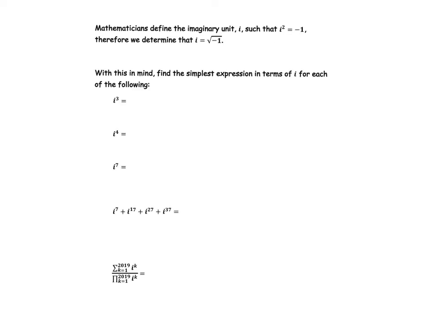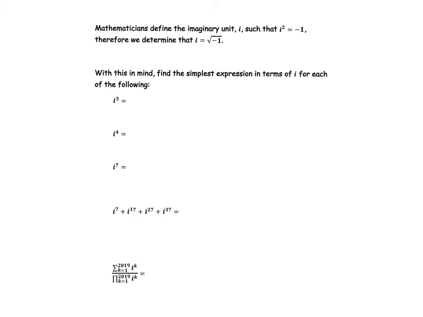All right, so let's dive right into this. Mathematicians define the imaginary unit i such that i squared is -1. Therefore, we determine that i is equal to the square root of -1. So I want to work a little bit with characteristics of imaginary numbers here, raised to separate powers, to get you comfortable with this idea of the imaginary unit.